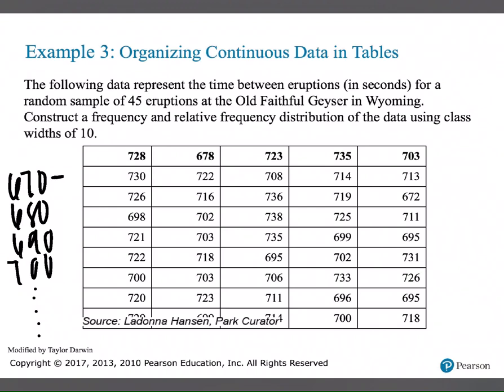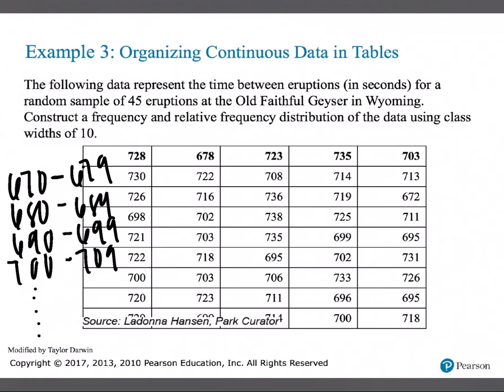How you create the group is, what's the number right before 680? 679. Sorry, what's the number right before 690? 689, 99, so on, so on, so on, until you get all of those numbers that are included.